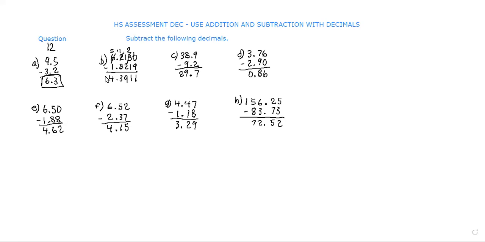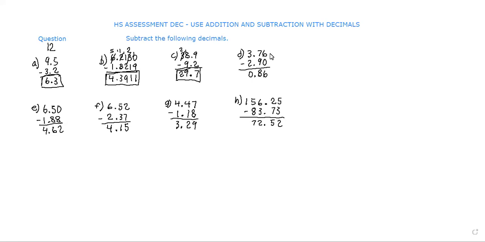So our answer is 4.3911. Okay, let's do letter C. 9 minus 2 is 7. 8, we cannot subtract 8 minus 9, so we have to borrow 1 from the 3, turns a 3 into a 2, and an 8 into an 18. Now 18 minus 9 is going to give us 9. 2 minus nothing will give us 2, and our answer is 29.7.